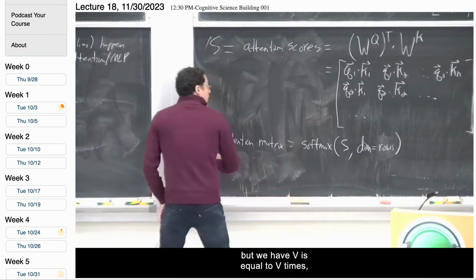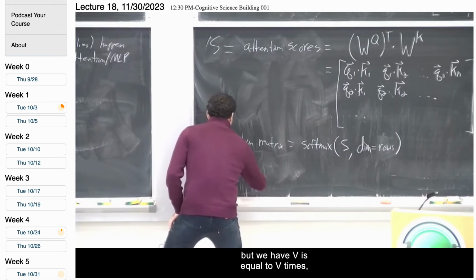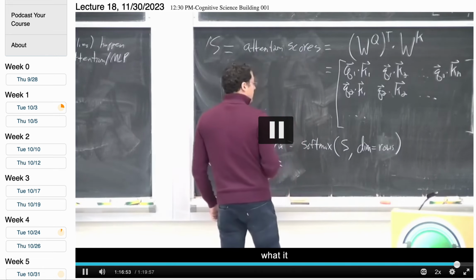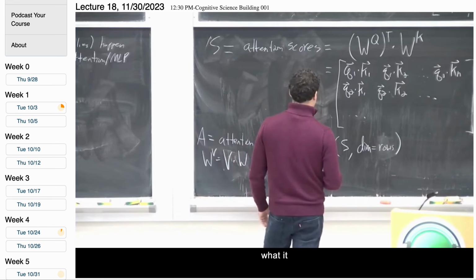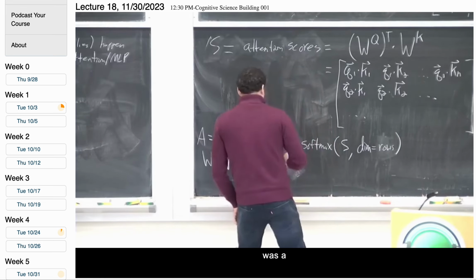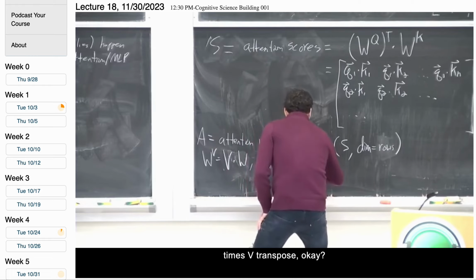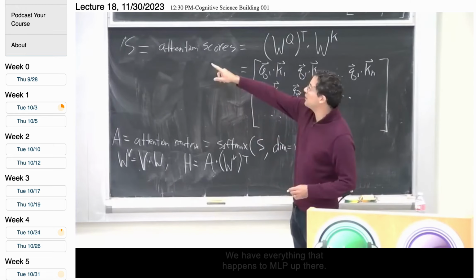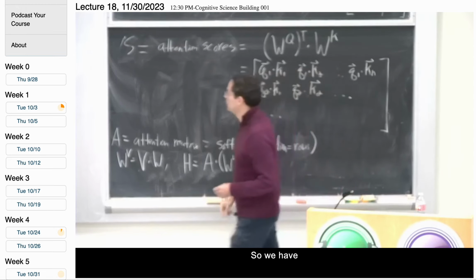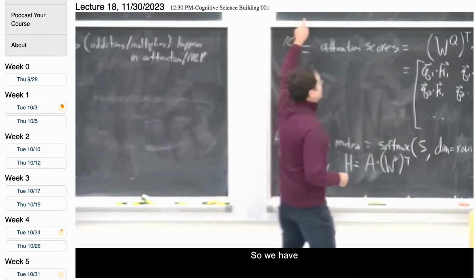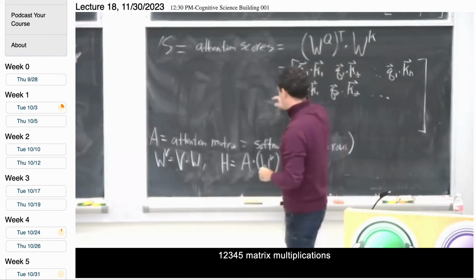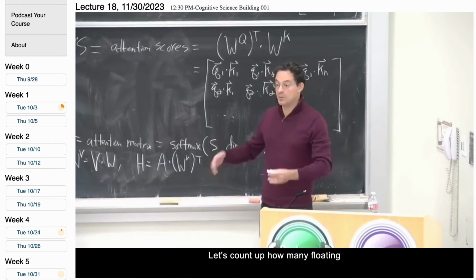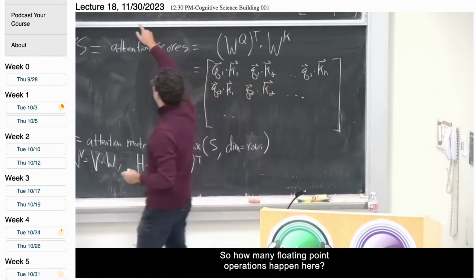But we have WV is equal to V times W, and then we have H is equal to A times WV transpose. Okay, so this is everything that happens for attention. We have everything that happens for MLP up there. So we have 1, 2, 3, 4, 5 matrix multiplications that happen for doing attention. Let's count up how many floating point operations happen in each of them.